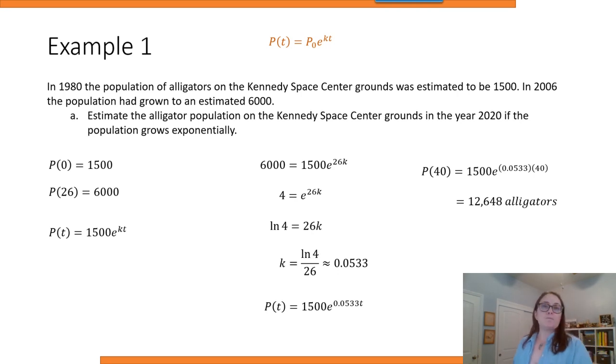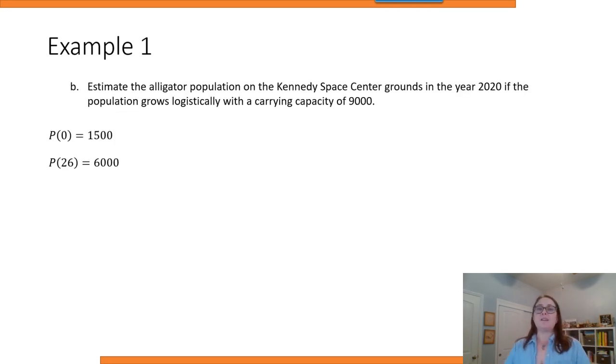All right, so now let's do this using a logistic formula instead. So I have the same initial conditions, P naught equals 1500, and in 2006, we're still going to say the population is 6,000. And now I have this additional information that the carrying capacity is 9,000. So that 12,000 that we just got in part A is looking a little less realistic now that I know the carrying capacity for this area is 9,000.